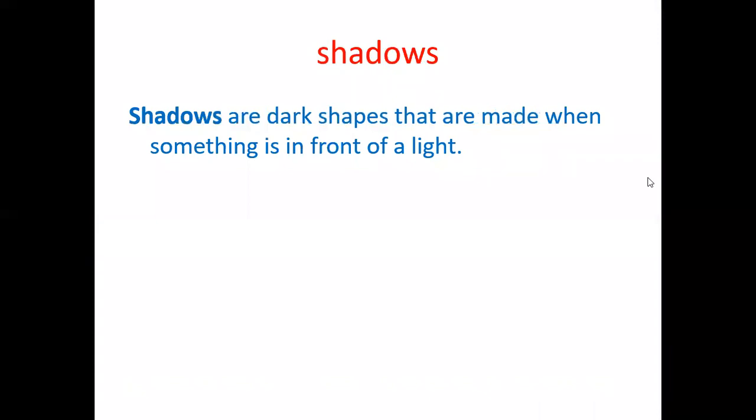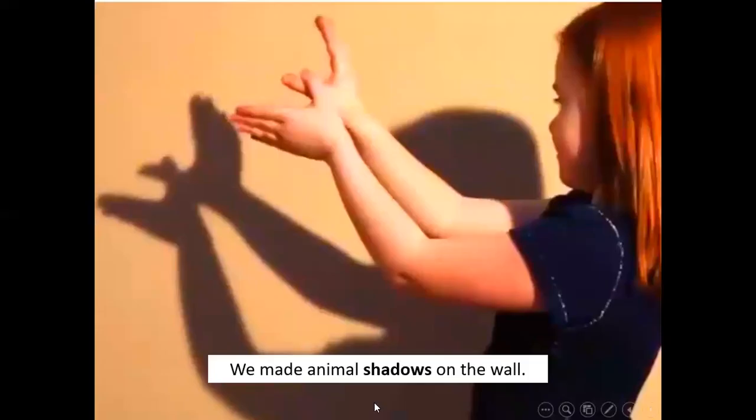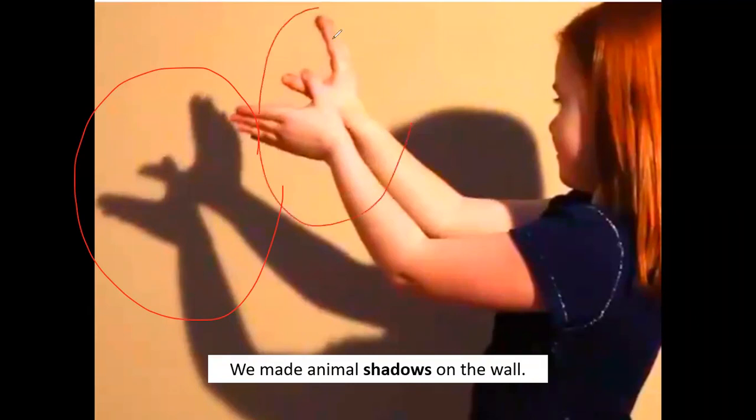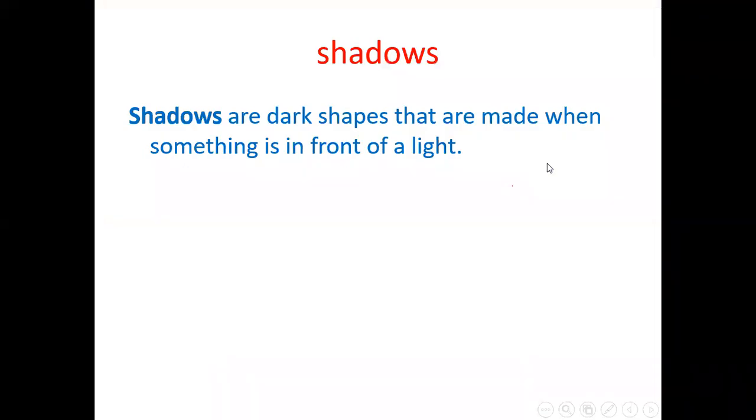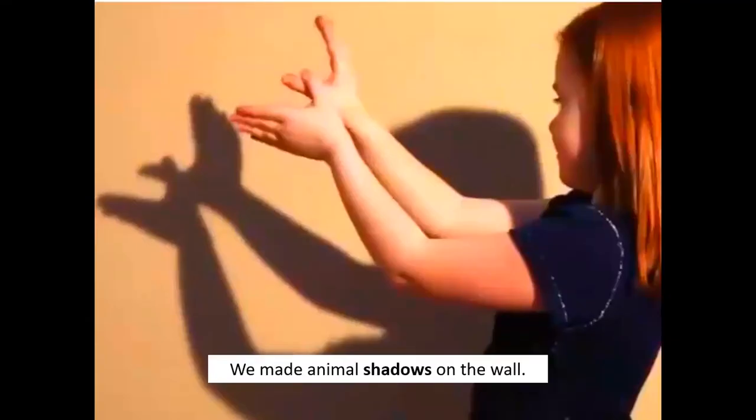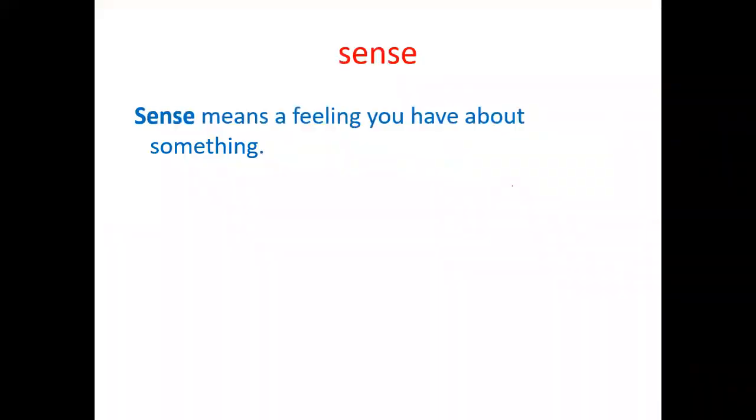Shadows. What's the meaning of shadows? You know the meaning of shadows, I think. The shadows are dark shapes that are made when something is in front of the light. Look at here. This is the shadow. What is the shadow? It's a dark shape that is made when something is in front of the light. Look at her hands. Her hands are in front of the light, so we can see the shadows. Right? What's the meaning of shadows again? The shadows are dark shapes that are made when something is in front of the light. We made animal shadows on the wall.